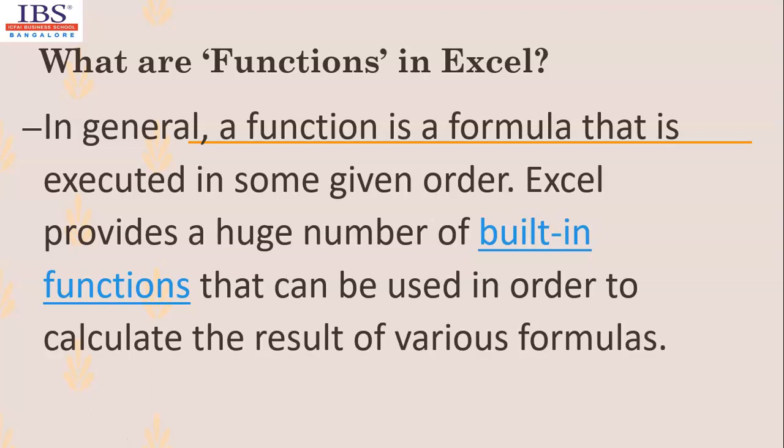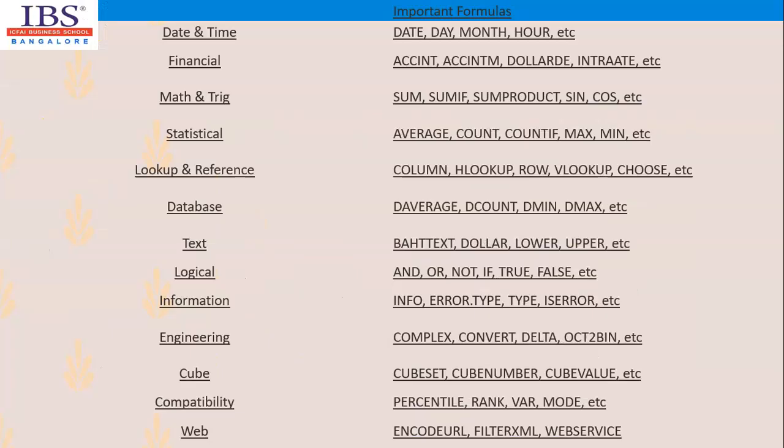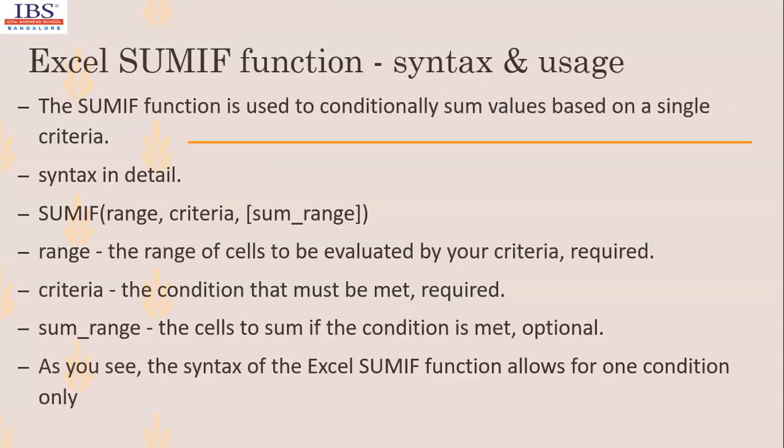So in general, a function is a formula that is executed in some given order, and Excel provides a huge number of built-in functions which we have understood in our last session in the Excel ribbon. So today, under the same functions, we are going to learn about sum, which we had discussed in more detail in the last session, sumif, sumifs and sum product. So let us look at them one by one.